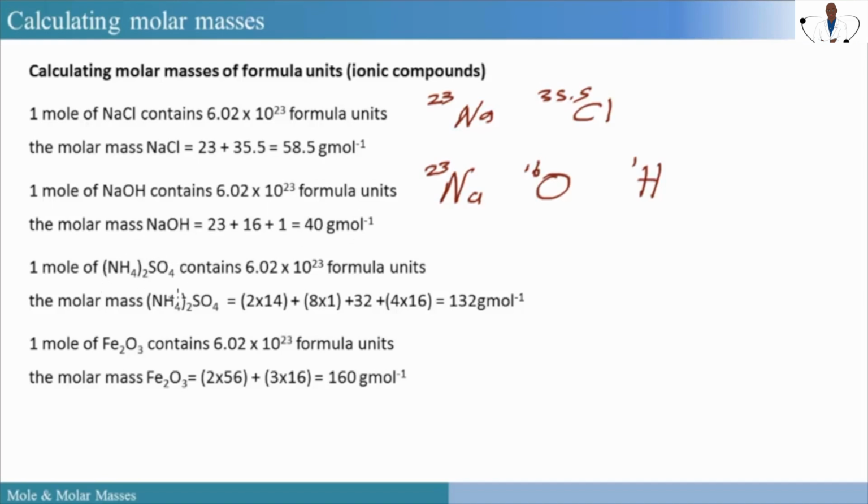Here's a more complicated one in working out the molar mass of this particular compound. This compound is ammonium sulfate. Now, 1 mole of ammonium sulfate would contain the same number of particles as there are in 12 grams of carbon-12. And so we can now work out the molar mass of that compound using the mass numbers.